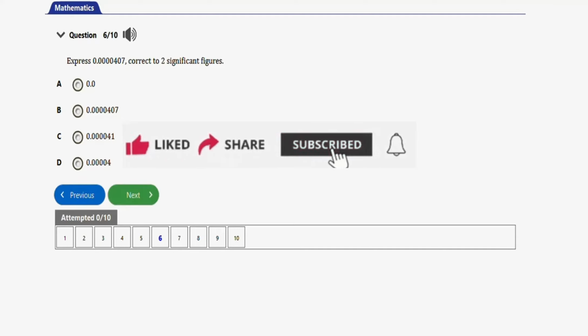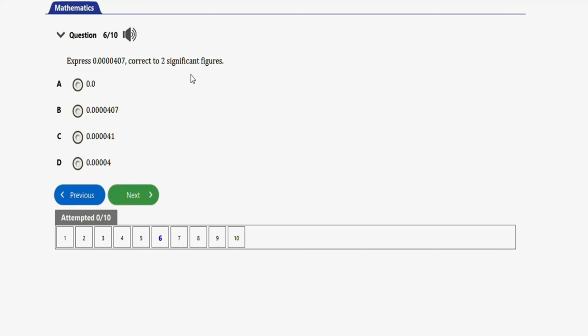Okay, so question C says express this value correct to 2 significant figures. So significant figure starts from non-zero numbers. So the first significant figure here is 4. The second one here is 0. Now note that when 0 is in between non-zero numbers, that 0 is considered a significant figure. Just like in this case, 0 is in between 4 and 7 that are non-zero numbers. So 0 here is also significant.